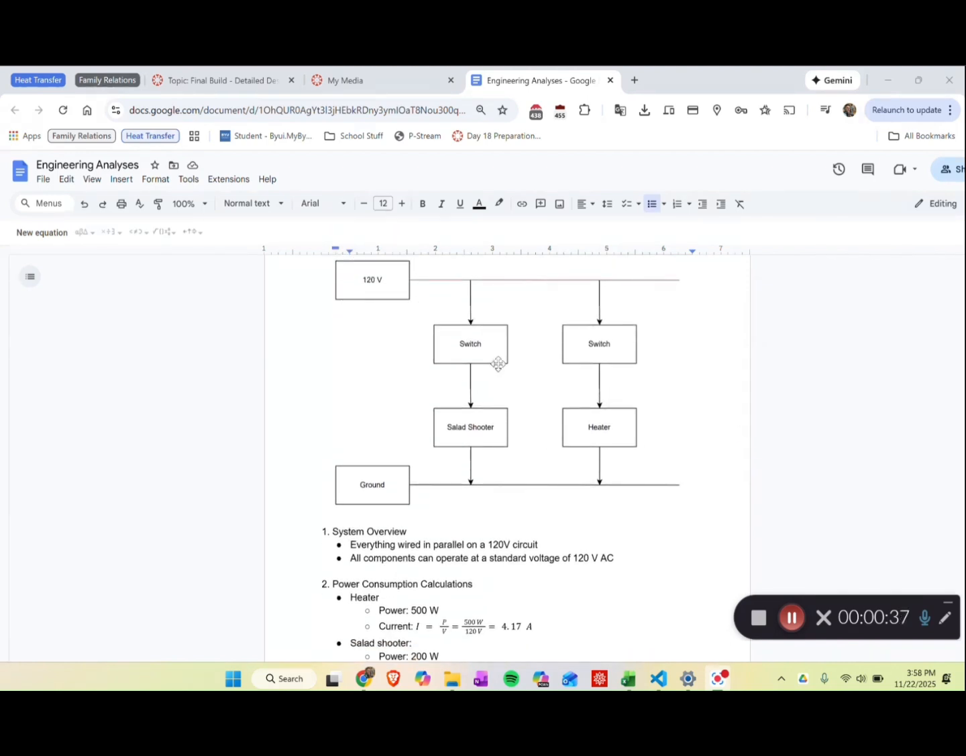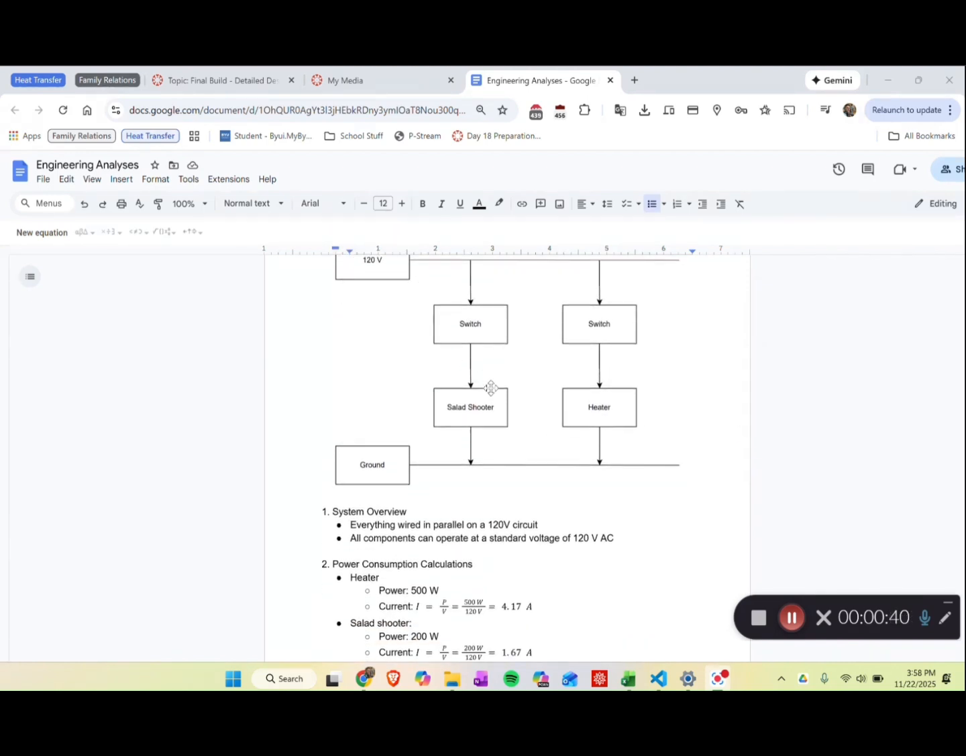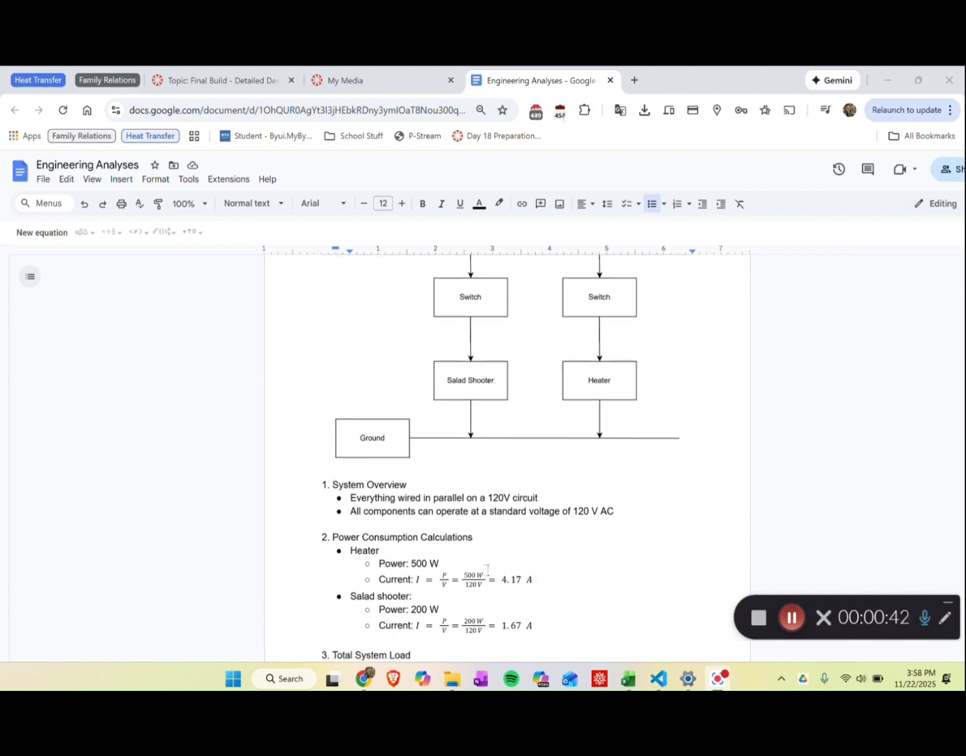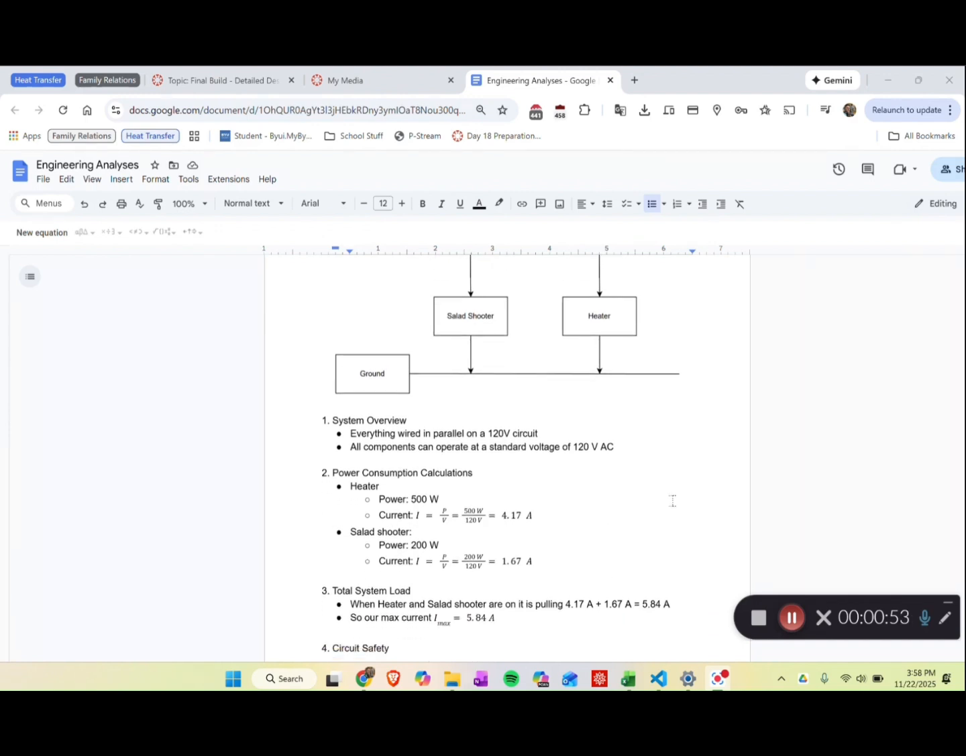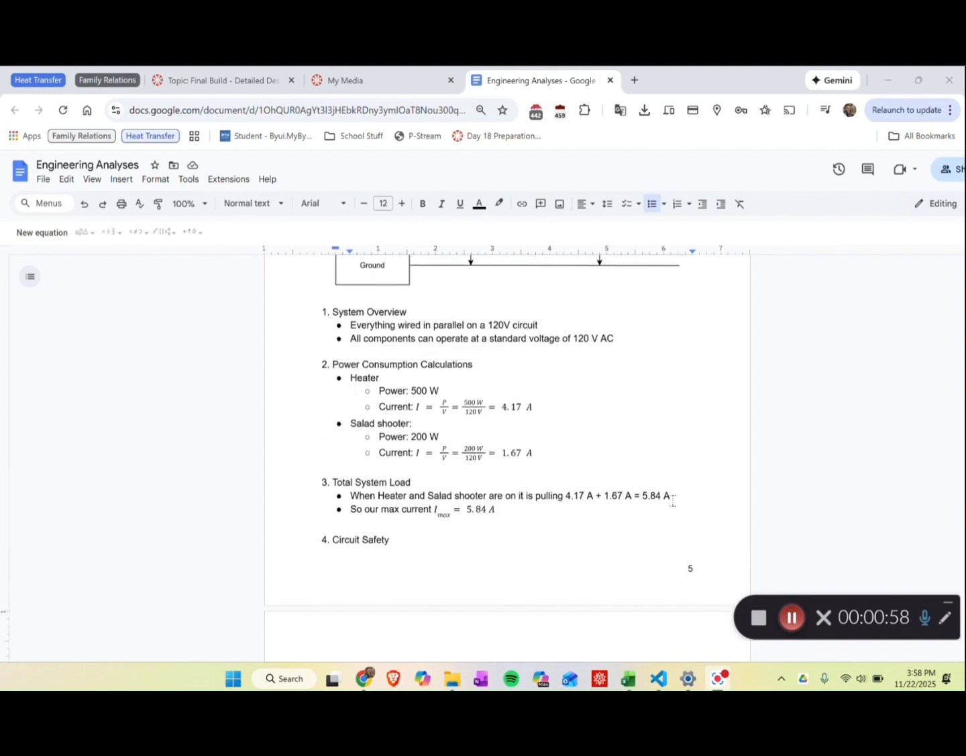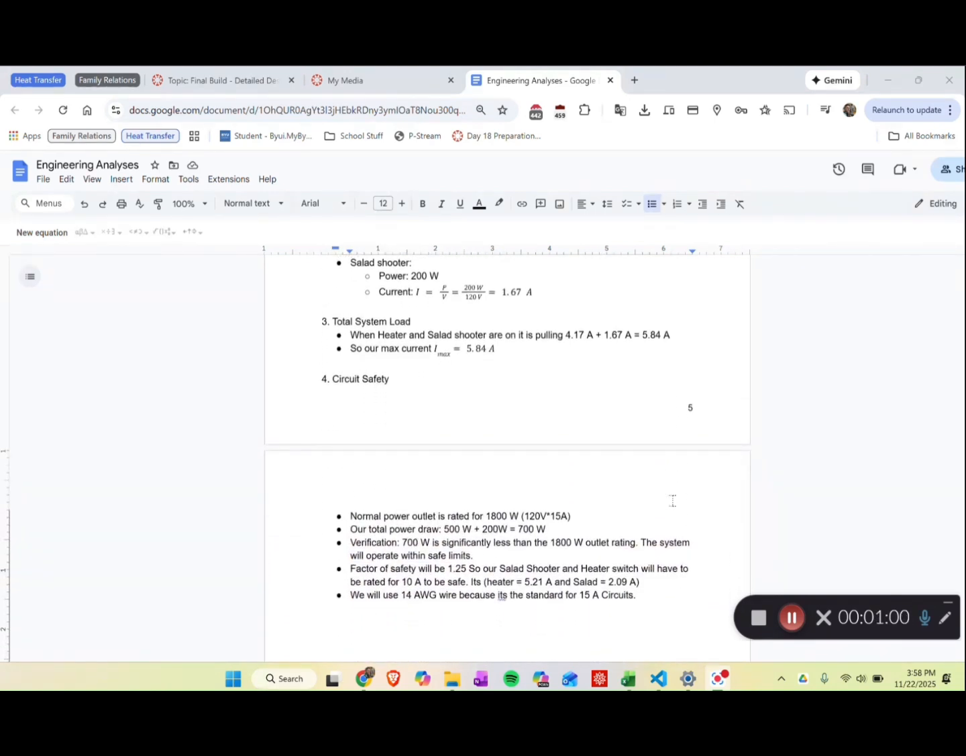The first thing I did was solve for the current. For our heater, we got 4.17 amps, and for our salad shooter, the current is 1.67 amps. With both on, it's pulling 5.84 amps. Normal power outlets are rated for 1800 watts, and what we're using is only 700 watts, so we're under that. We're not going to be tripping any breakers.